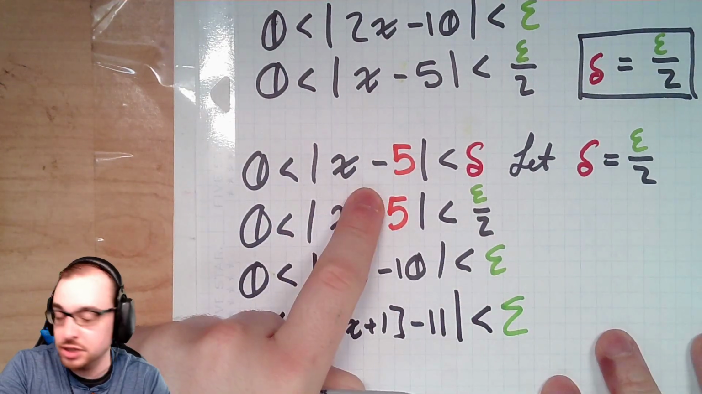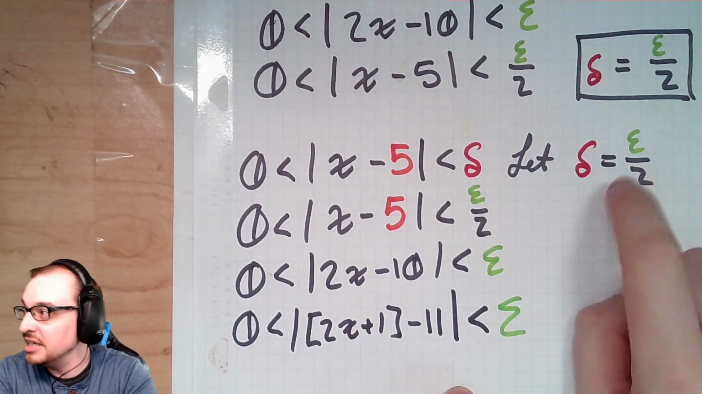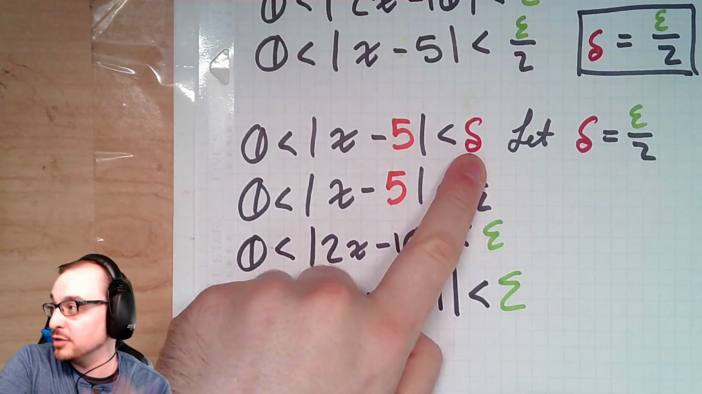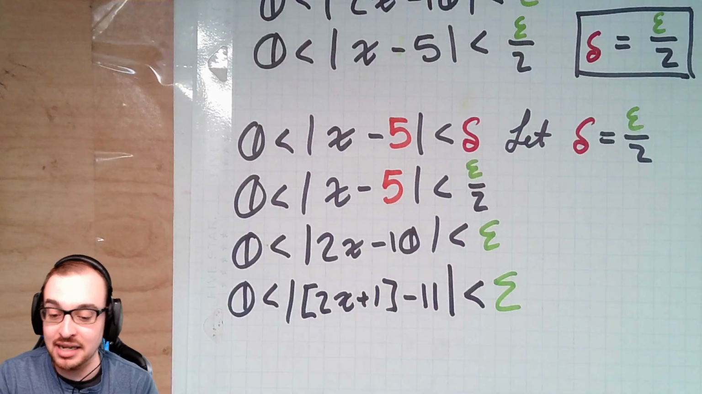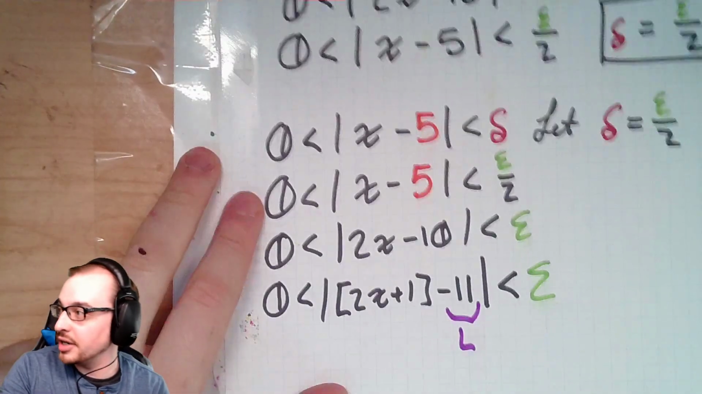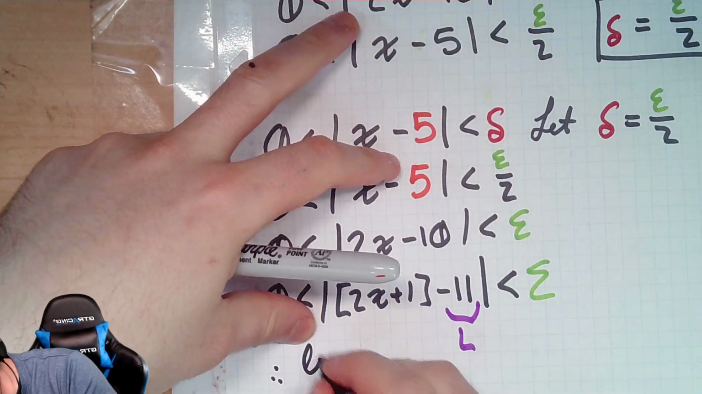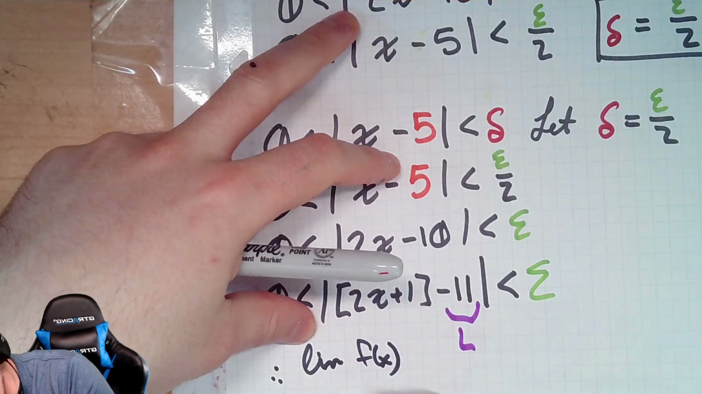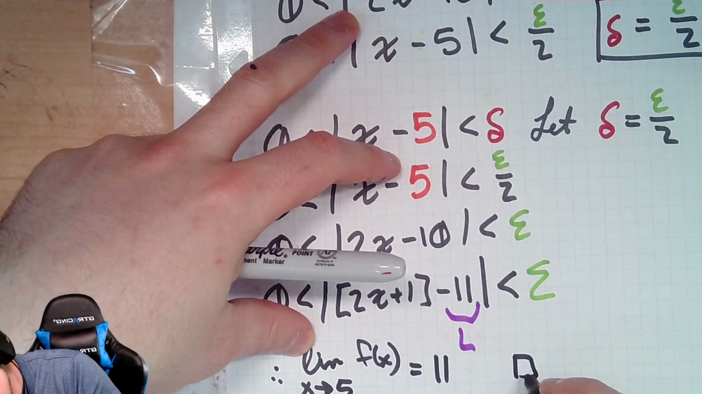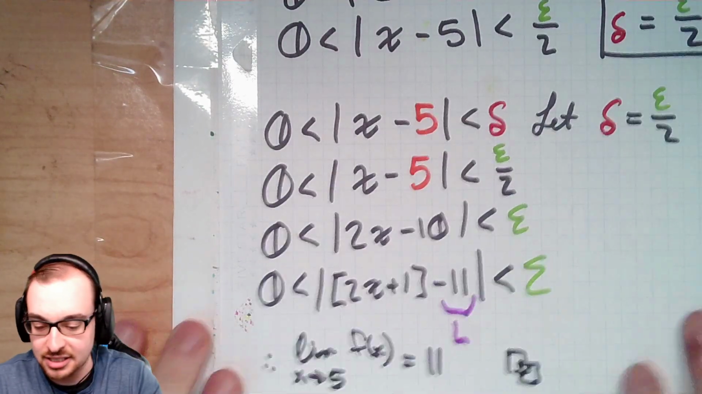We've shown that this automatically implies this when delta is epsilon over 2, using this key fact right here. So what this means is that as we're centered on 5, we have a certain range, and that certain range will automatically lead us to be centered on 11, our limit, with a certain range. So we would say, therefore, the limit of our function as x approaches 5 will equal 11. And there's our proof. And then we'll talk about more complex functions next time that are nonlinear.